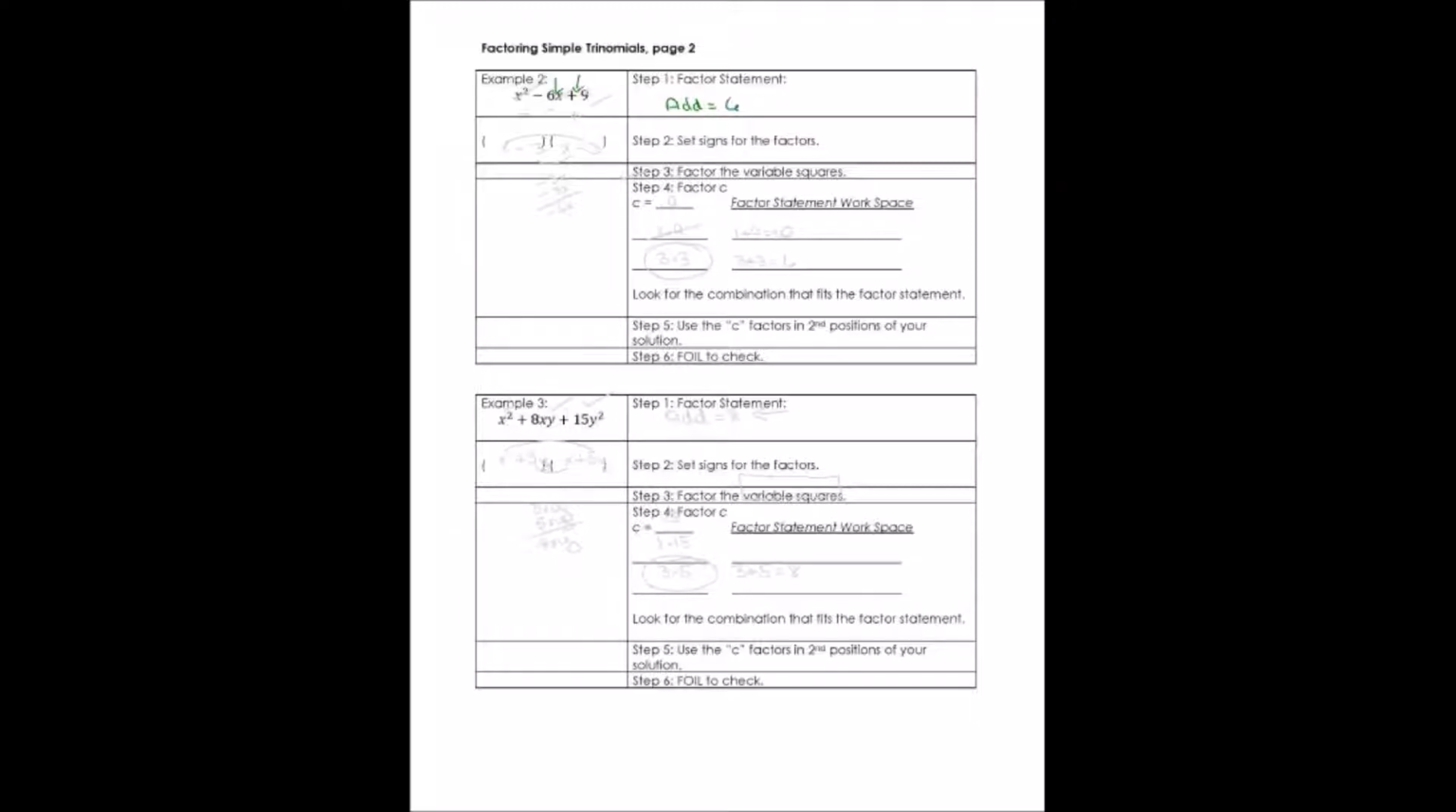Next I'm going to set the signs. I look at the second operation. It tells me that it's a plus. So it tells me to use the first operation for both signs. Both signs are going to be negative.